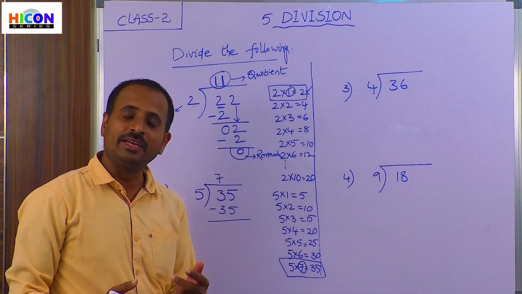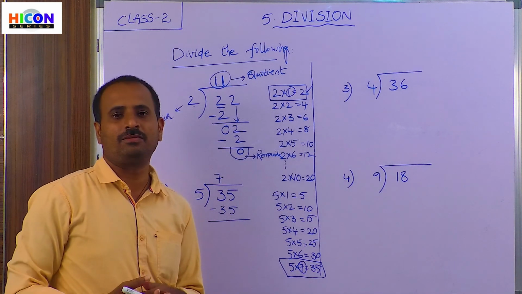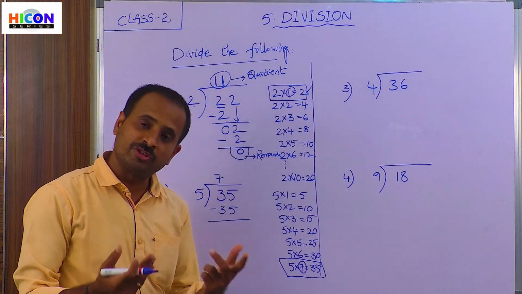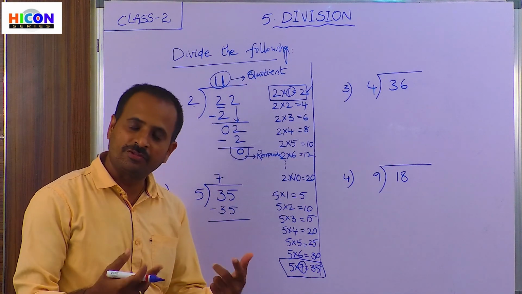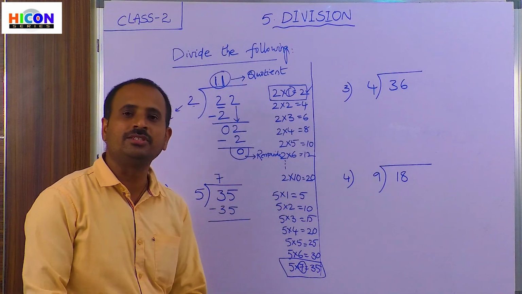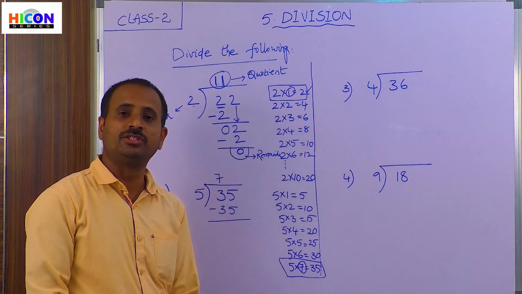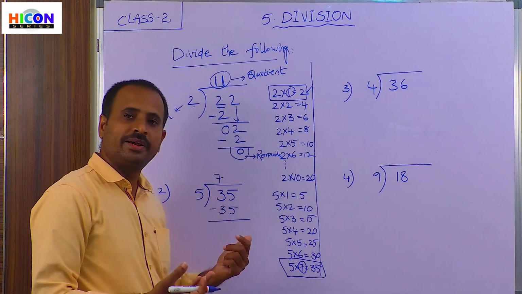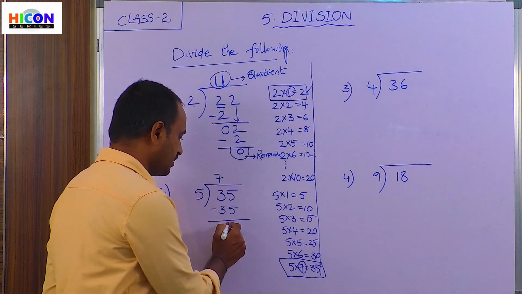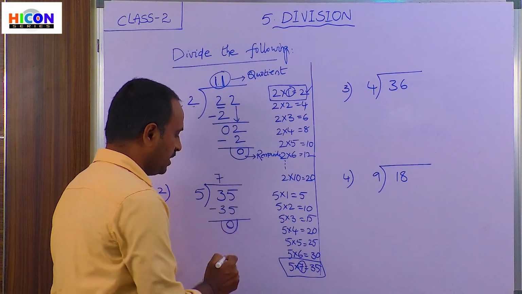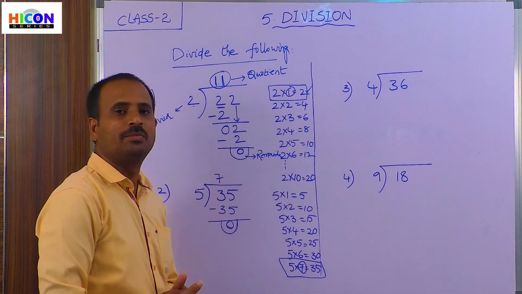If you subtract any number from the same number itself, that is 2 minus 2, 0. 5 minus 5, 0. 10 minus 10, 0. And 50 minus 50, 0. In the same way, 35 minus 35, the answer is 0. So the division is completed.